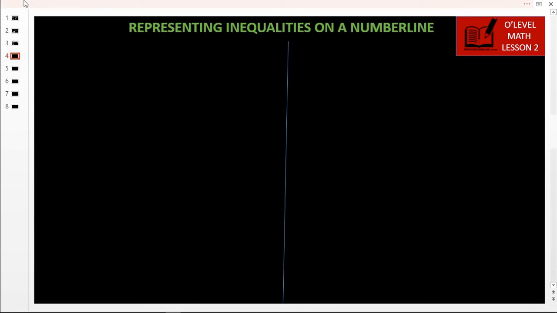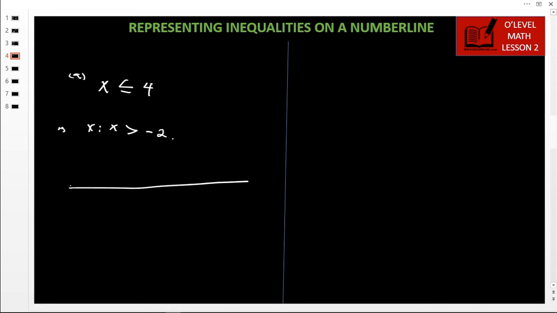Okay, one more example. This one is very simple. It is telling us that x is less or equal to 4, and also x is greater than negative 2. So this one is very simple to show. We have a number line with 0, negative 1, negative 2, negative 3, towards negative infinity, and the positives 1, 2, 3, 4, and 5. The boundary point is 4, it is inclusive, less than. So any number which is less than or equal to 4 is a value of x.